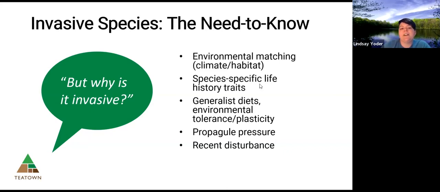And then finally, areas of recent disturbance. If a species is introduced into an area that is either regularly disturbed, like the Hudson River, someplace that is a more hostile environment. The Hudson River is an estuary. The tides are going in and out constantly. So it's a pretty hostile environment habitat-wise, and it's constantly being disturbed. And so that's going to help contribute to a species' ability to establish.